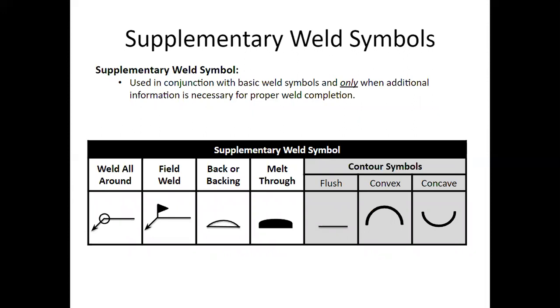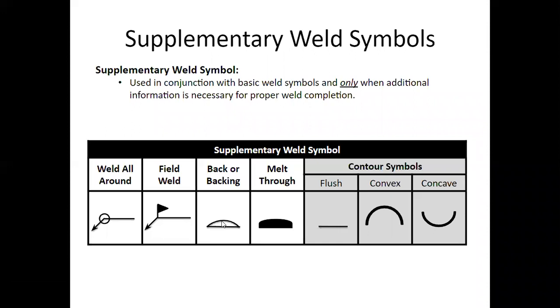Supplementary weld symbols, some extra ones. Talk about welding all around. That is that circle that encompasses the arrow and the line where the reference line and the arrow line meet. That basically means just weld everything you can reach. The field weld with the black flag there, it says, hey, this is to be installed in the field. Normally things get assembled in a shop, shipped out to the field, and then put together there. That black flag tells the welder in the field that, hey, this is what you're going to weld and this is where you're going to weld it.